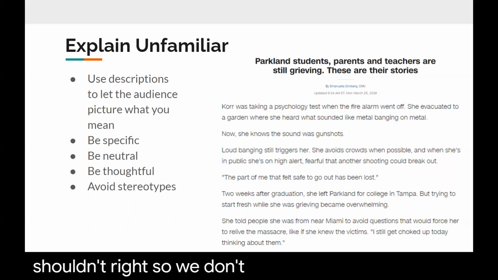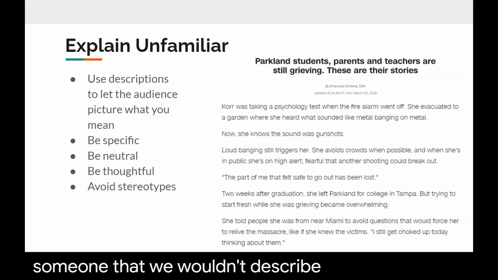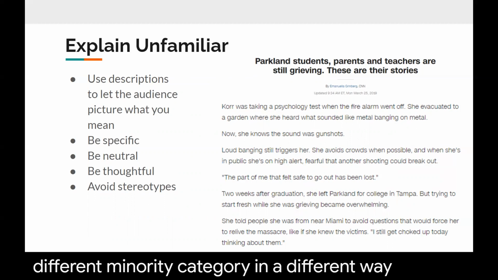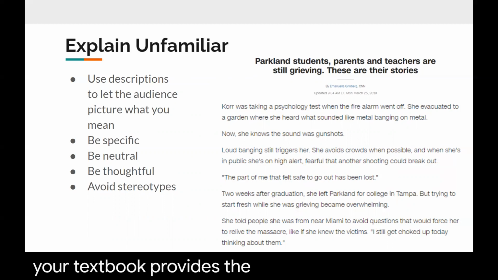So we wouldn't describe someone of a different minority category in a different way, right? Like your textbook provides the example of "she has great legs." Would you really say that about a man? "He has great legs?" Probably not. So we shouldn't describe a woman that way.